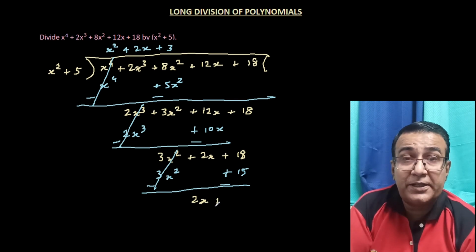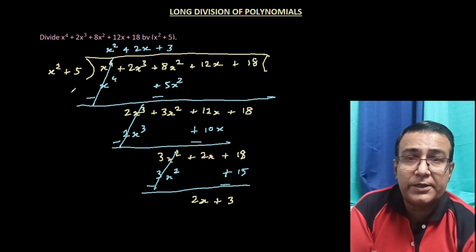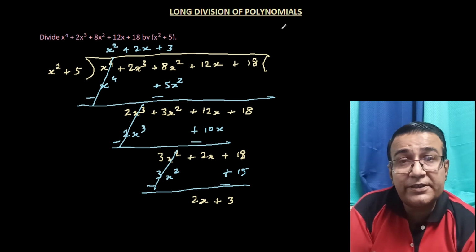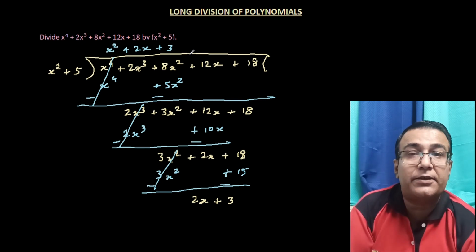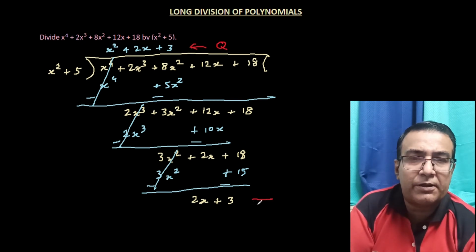Again if you look at the first term, 2x, divide that by x squared. Again we are going to get a variable in the denominator, so we can't continue further. If you look at the degree of the remainder and the degree of the divisor, the degree of the divisor is 2 and the degree of the remainder is 1, which is less than the divisor. So we stop here. So this becomes our quotient, and 2x plus 3 becomes our remainder.